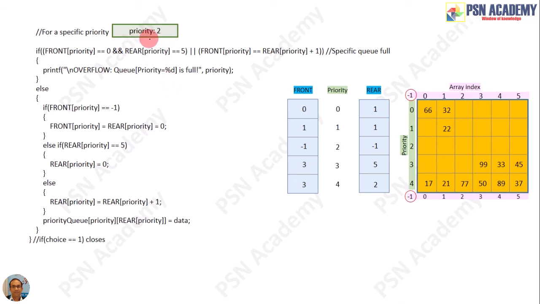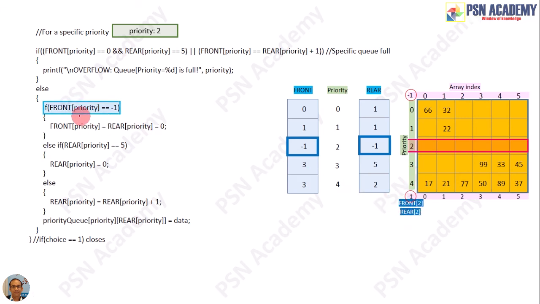Now suppose the user has given priority 2. So see the figure here. This is the case where it is absolutely empty. That means for priority 2, front is standing at -1 and rear is standing at -1. So front 2 and rear 2 both are holding -1. Then you write if front priority is equal to -1, then you set front priority and rear priority both of them to 0. Like this. So you see that front 2 and rear 2 both are standing now at the 0th cell.